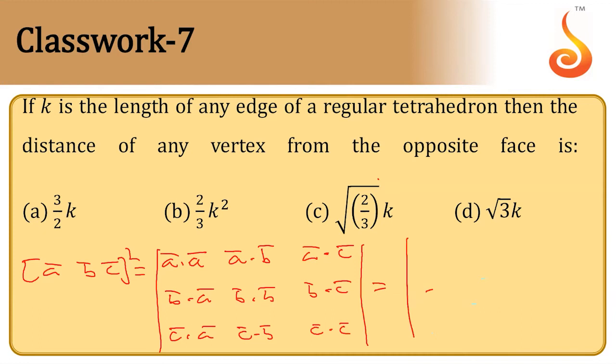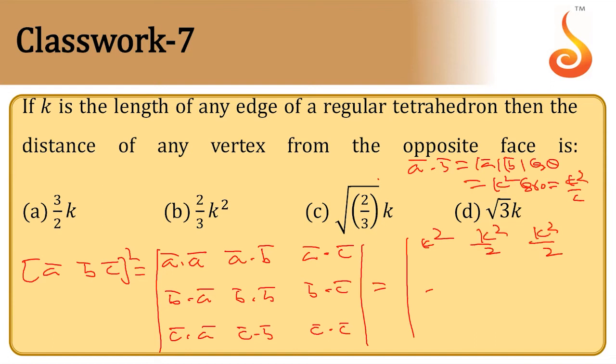This is K square. A dot B will be A dot B. Each angle between two vectors is 60 degrees because it is a regular tetrahedron. So modulus A, modulus B cos theta, that is K square cos 60, that means K square by 2. So this value is K square by 2. Even this is K square by 2. B dot A also K square by 2. So B dot B is K square. And B dot C is K square by 2. And this is K square by 2. This is K square by 2. This is K square comes.